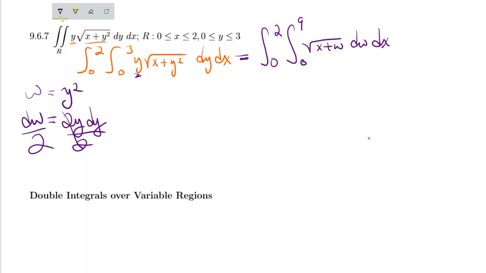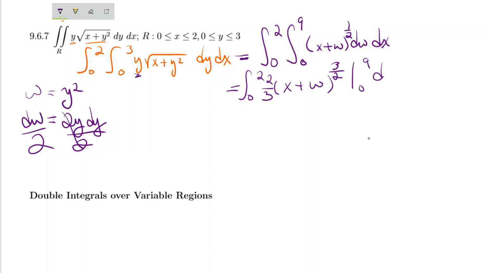Okay, so now I'm going to integrate this. So rather than doing square root, I'm just going to erase this. I'm going to do this as w to the 1/2, because that makes my life easier. Let's add 1 to the power and divide by it. Woohoo! So this will be x plus w to the power 1 plus 1/2, which is 1.5 or 3/2. And then divide by 3/2, that's the same as reciprocating and multiplying. And then evaluate from 0 to 9 dx. This is going to be a big integral, so prepare thyself.